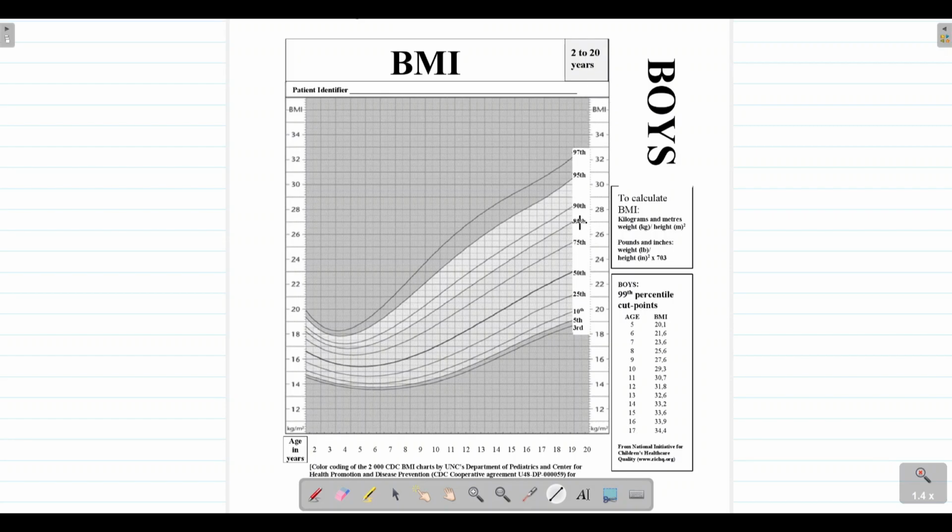And we see that this line here basically represents the 85th percentile. So that means that the BMI for the 85th percentile is this value here between 26 and 28. And that value we can just see is 27. So that is the value that we want here, and it is 27 kilograms per meter squared.